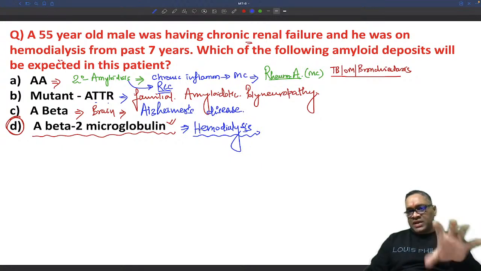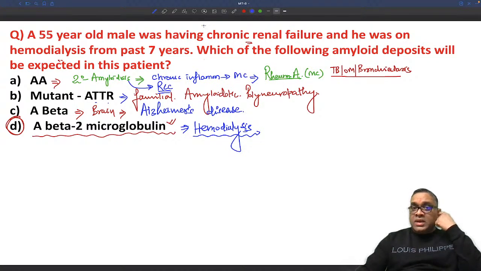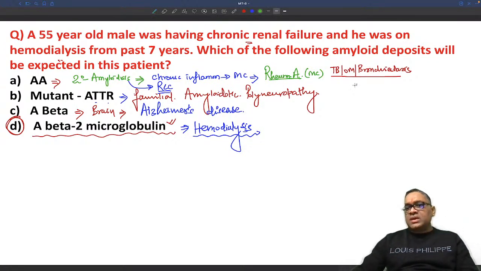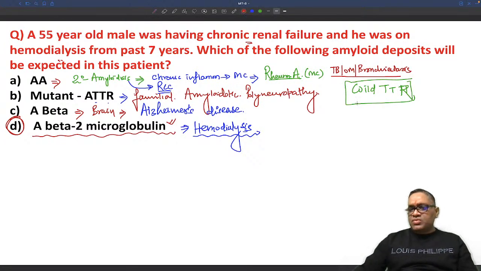So all these topics which I have written are all very important. Here I would like to add one more thing: when you see wild type transthyretin, do not get confused, wild is not mutant. Please remember, wild means non-mutant. So it is non-mutant transthyretin, right? So wild type ATTR, wild type amyloidosis, non-mutant transthyretin, will be seen in senile systemic amyloidosis.